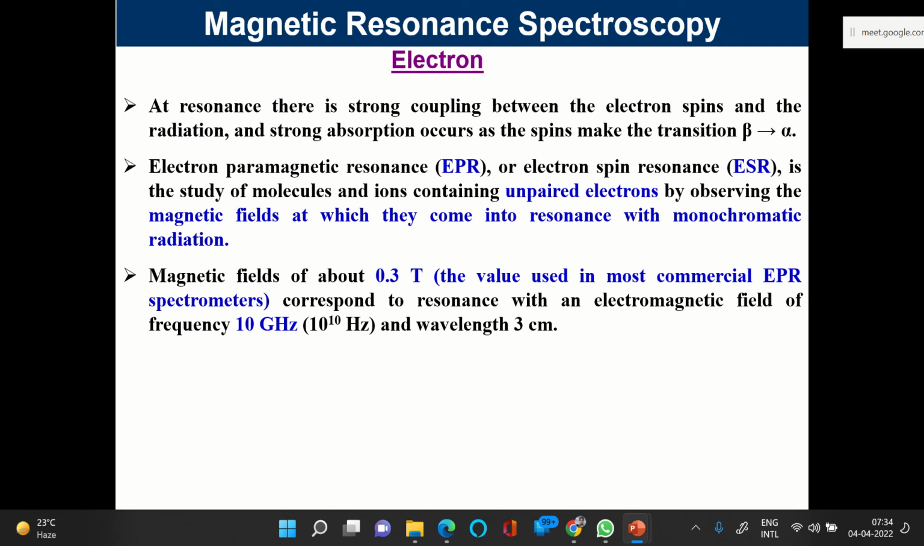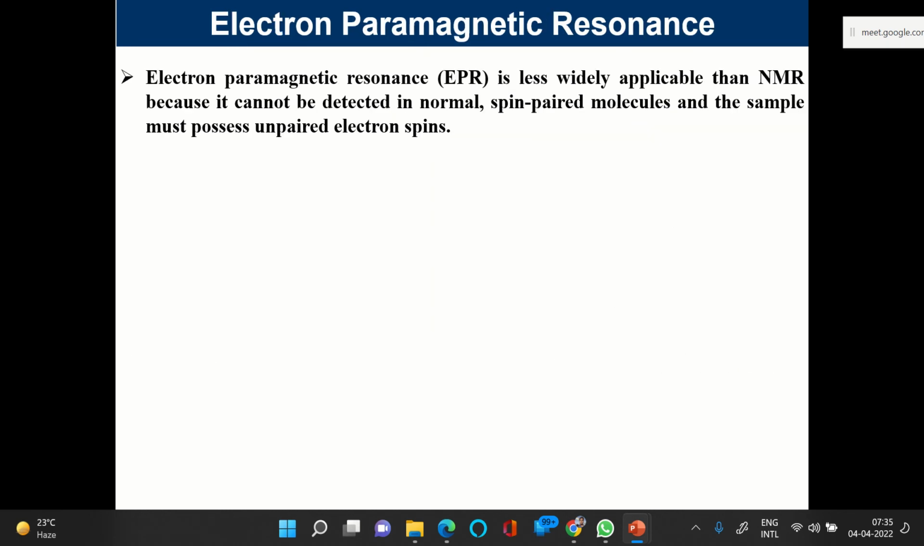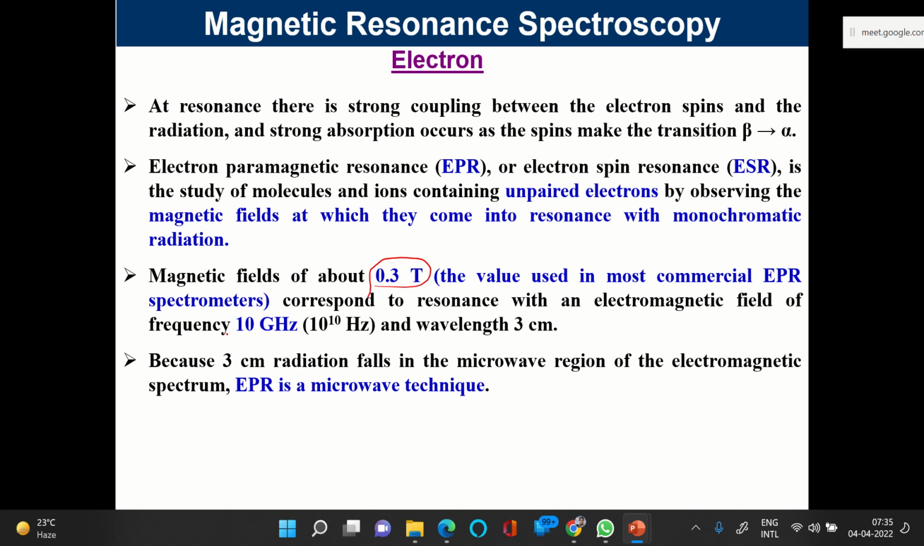Normally the magnetic field that we use is about 0.3 Tesla in a commercial EPR spectrometer. And when you apply this field, the frequency turns out to be around 10 gigahertz. This 10 gigahertz is a microwave, it falls in the microwave region, so EPR is typically a microwave technique.